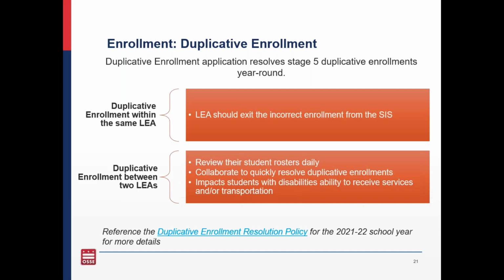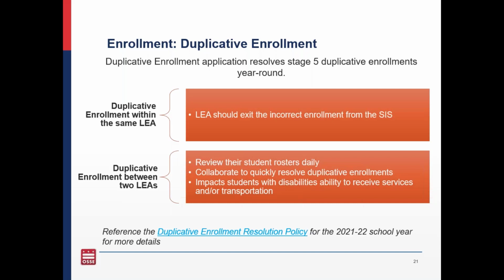Now, we do have a duplicative enrollment application that is used to resolve stage 5 duplicative enrollments, and I do make that distinction for stage 5. We do display stage 4 duplicative enrollments as well, and a student may have a duplicative enrollment from a stage 4 enrollment to a stage 5 enrollment. However, for purposes of resolving them in this application, we only use stage 5 enrollment because those are the students that are receiving educational instruction.